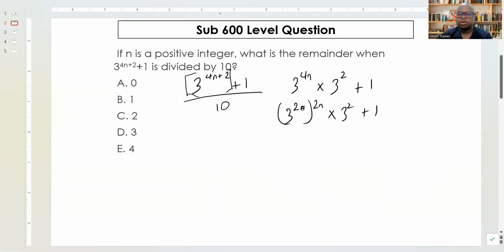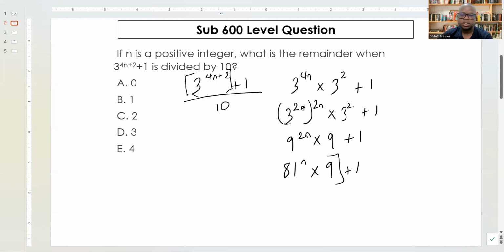So 3 raised to power 2, we can simplify and get 9. Then we have 9 raised to power 2n times 9, plus 1. So 9 raised to power 2n means 9 raised to power 2, and whatever we get also raised to the power of n. That is 81 raised to power n times 9, plus 1.